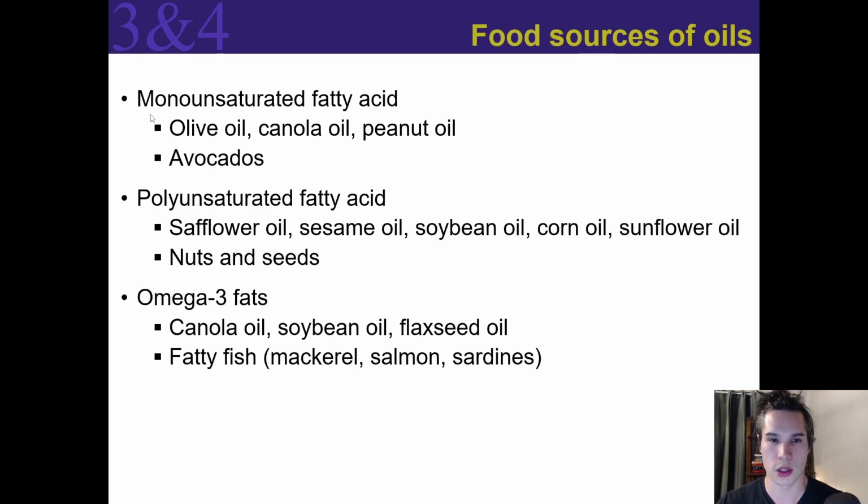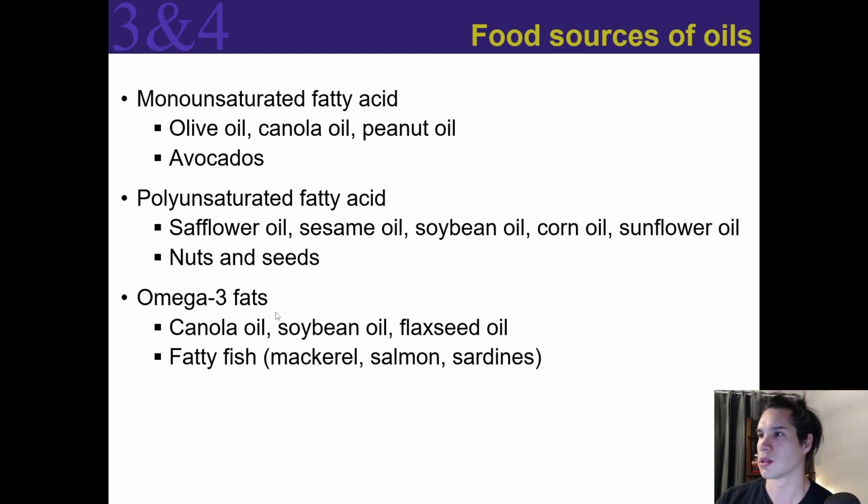All right, so monounsaturated fatty acids. Some examples of monounsaturated fatty acids are going to be things like olive oil, canola oil, peanut oil, avocados. Some examples of your polyunsaturated fatty acids are going to be things like safflower oil, sesame oil, soybean oil, corn, sunflower oil, nuts and seeds. And then you're going to find an abundance of omega-3 fatty acids in your canola oil, soybean oil, flaxseed oil, and also your fatty fish.